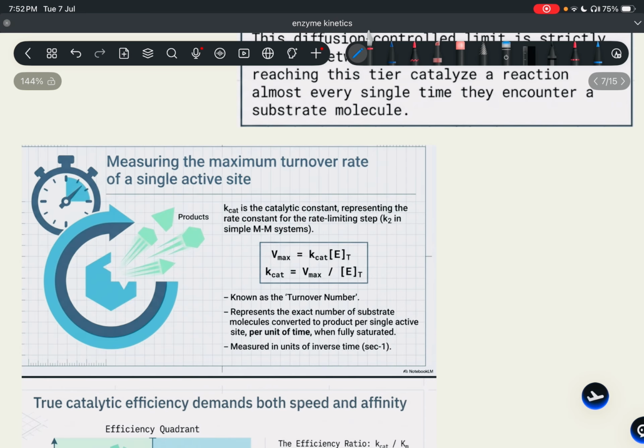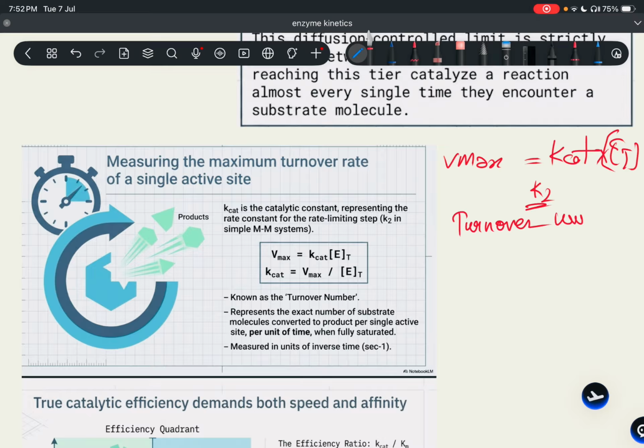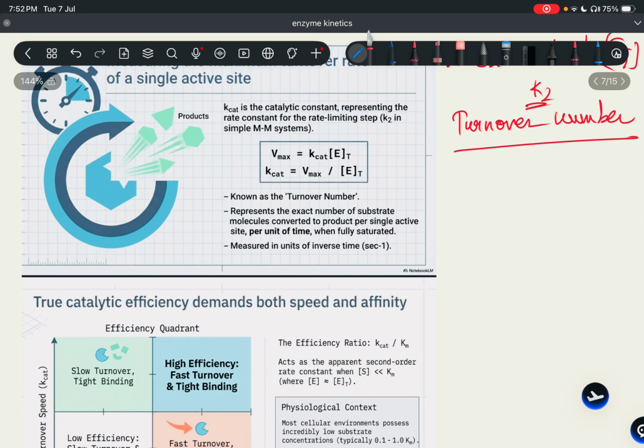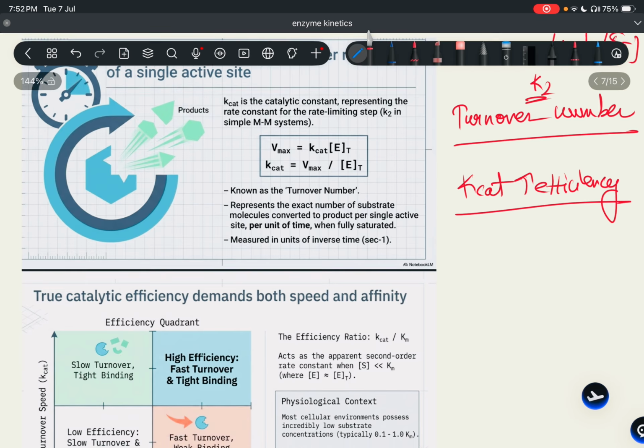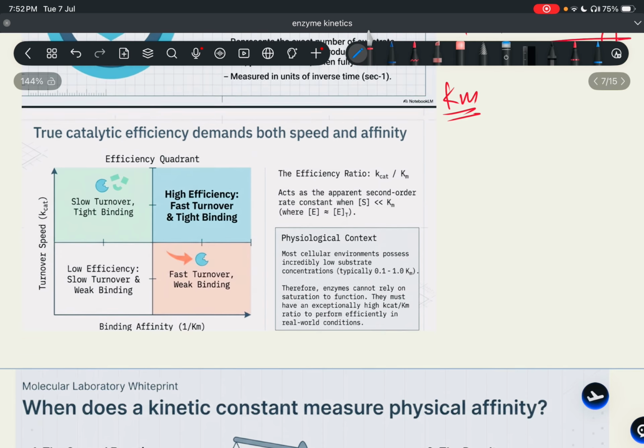Now, the other thing we also discussed was Vmax equals Kcat times total enzyme. In our last lecture we referred to it as K2. It's the rate limiting step, the slowest of all, and it is also called the turnover number. The important thing here is that it's the rate limiting step. The better the Kcat is, the better your efficiency is. Now let's come to Km. What was Km, as you remember?